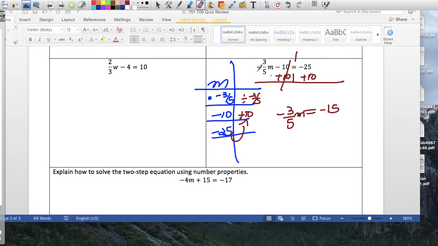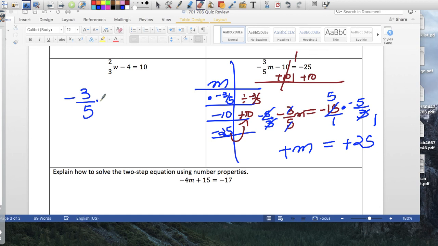Now I'm going to divide by negative 3 fifths on both sides, which is the same thing as multiplying by the reciprocal, negative 5 over 3. Negative times a negative is a positive. This will become 1, or just positive m, which is what I want. Negative times a negative, again, it's going to be positive. And then I can simplify and multiply. 3 divided by 3 is 1. 15 divided by 3 is 5. And 5 times 5 is 25. So m equals 25.